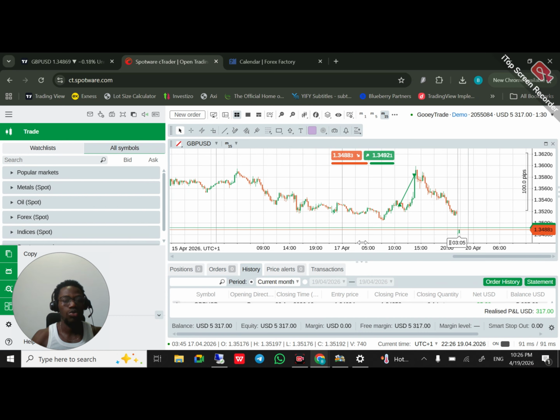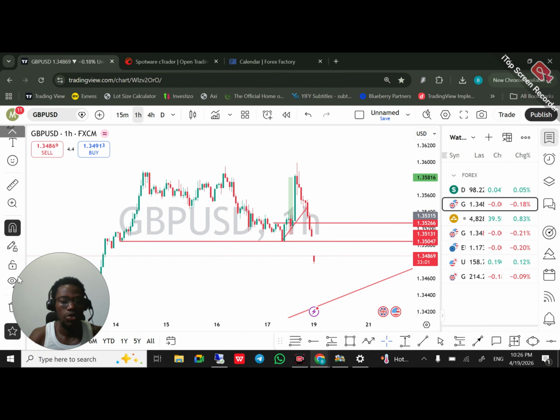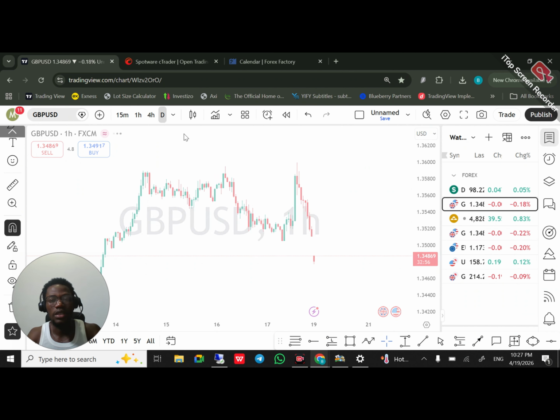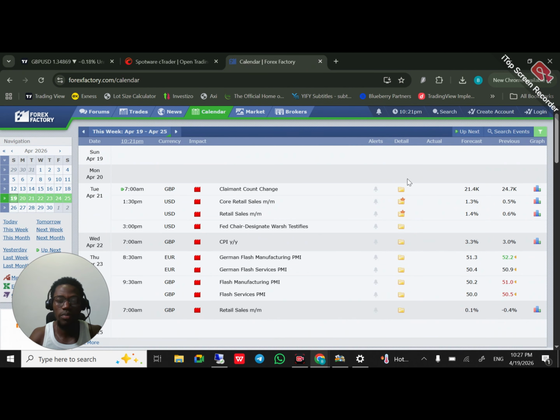So let's dive into the outlook for this week. This week, what am I looking at? On the daily time frame, first we start off with the fundamentals for the week. Monday, there's basically nothing we're looking at. So Monday is going to be strictly technical.